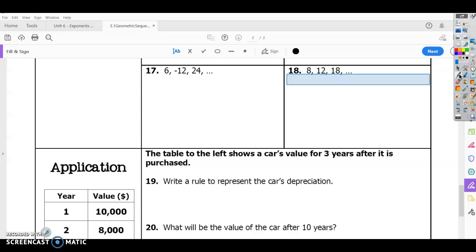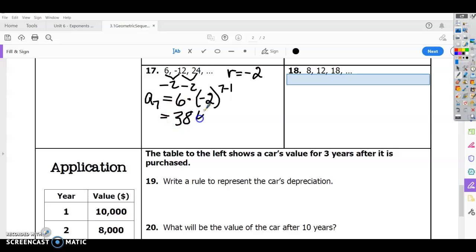Look at example 17. We have 24 divided by negative 12, which is negative 2, and negative 12 divided by 6, which is negative 2. So we have a common ratio of negative 2. Again, it's asking us to find the 7th term. We take our first term, which is 6, times our common ratio of negative 2, raised to the n minus 1, which is 6. Take negative 2 raised to the 6th power, times 6, your first term, and you get 384.